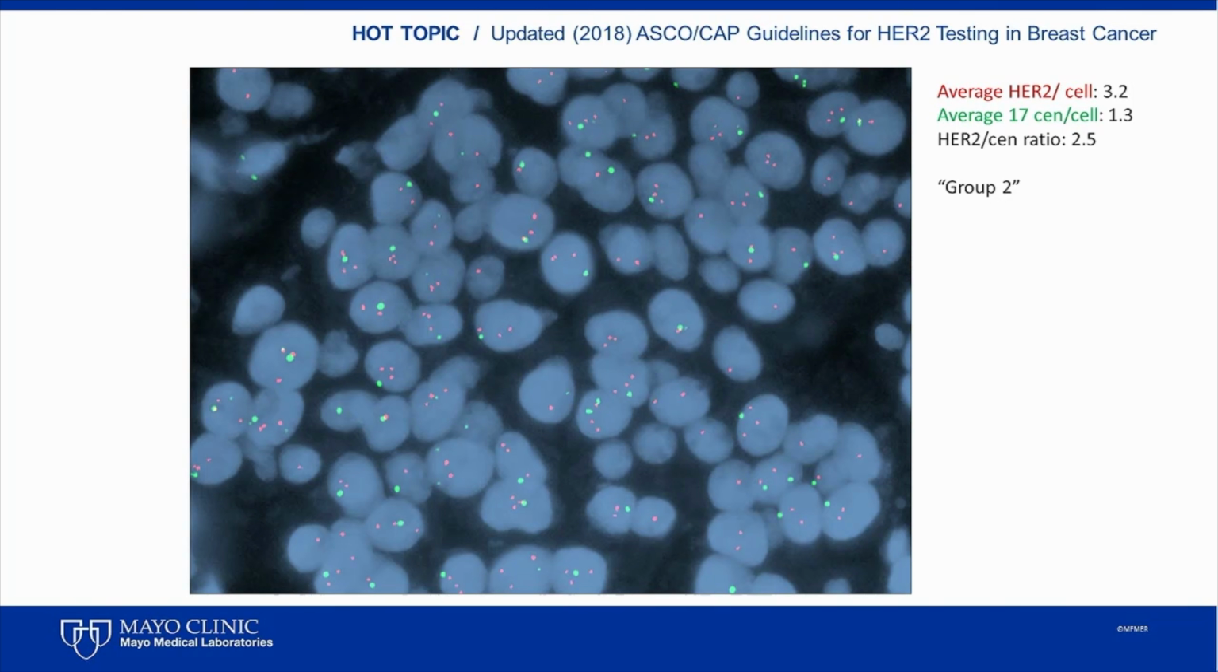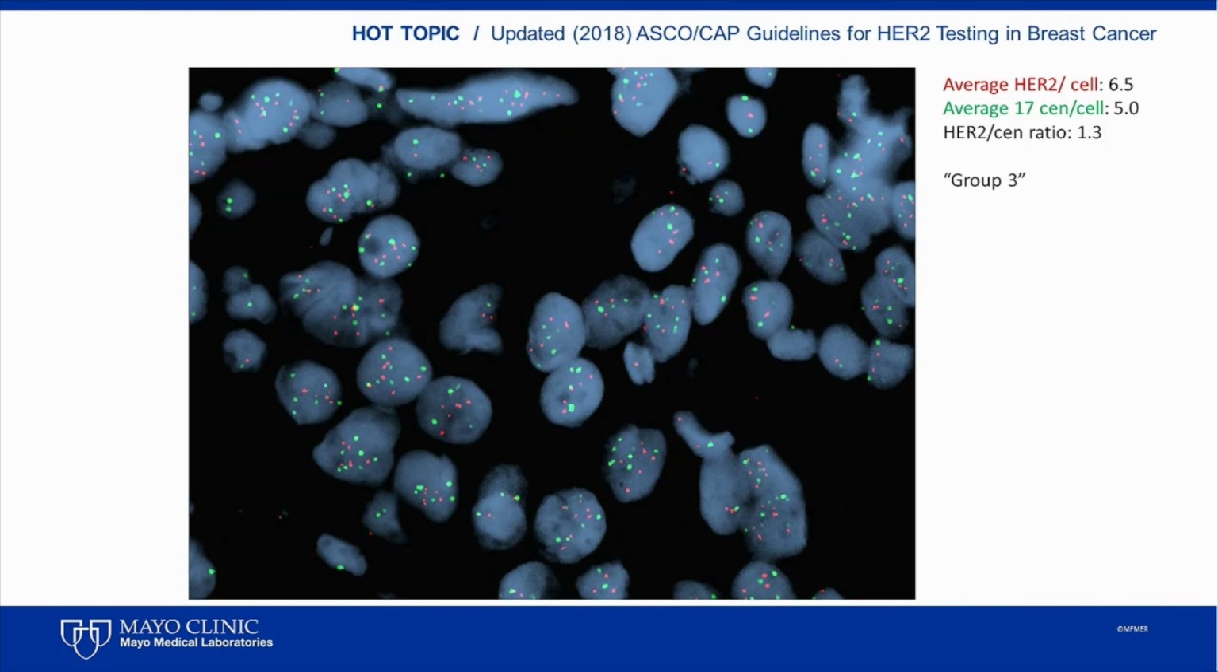Clinical question 4 was as follows. Should invasive cancers with an average HER2 copy number greater than or equal to 6 signals per cell, but a HER2 CEP17 ratio less than 2, be considered ISH positive?